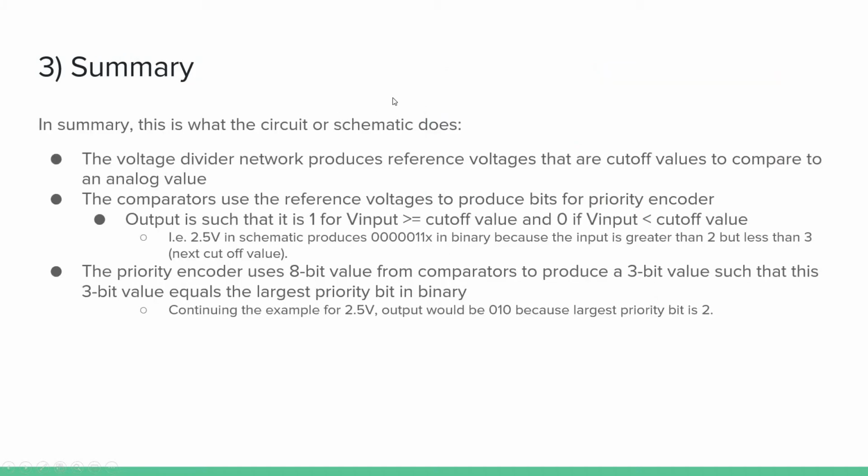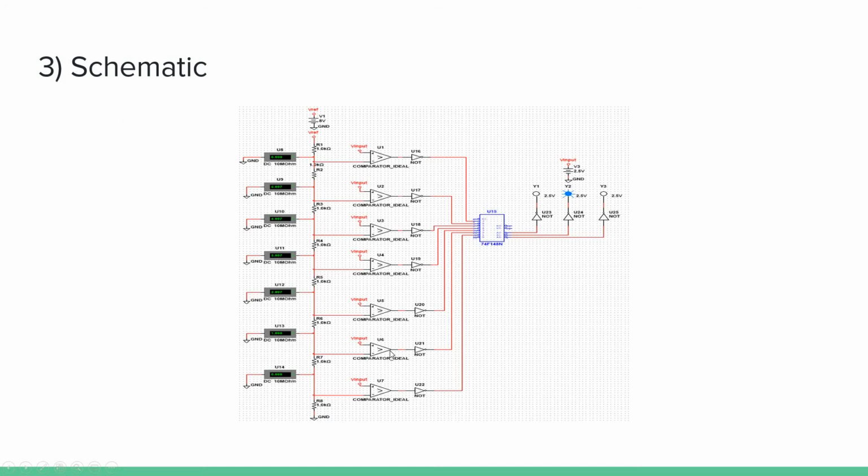So in summary, the voltage divider network produces reference voltages that are compared to the analog input signal. And then the comparators are used, and they produce a 0 or 1: a 1 if the input is greater than the cutoff value, a 0 if it's less than. And the priority encoder uses the 8-bit values from the comparators to produce a 3-bit value, such that it equals the largest priority bit. So this is how I implemented it in my schematic.